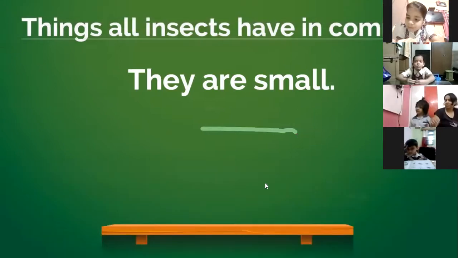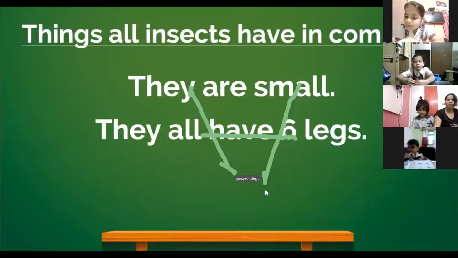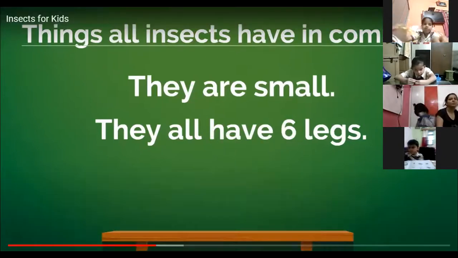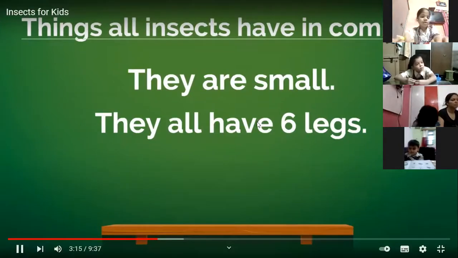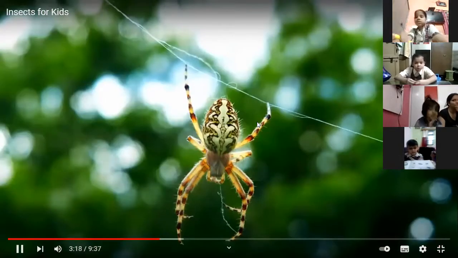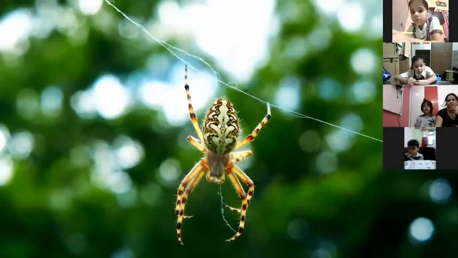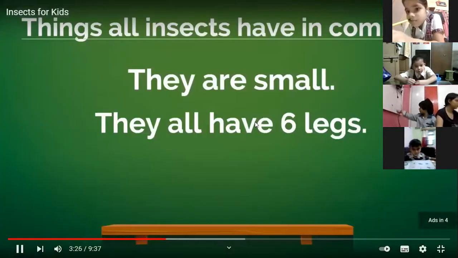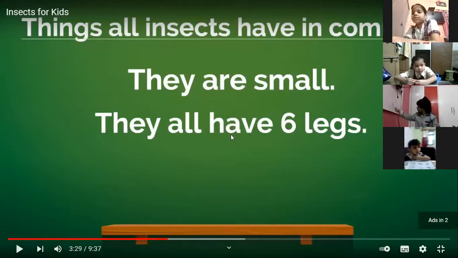Another thing insects have in common is that they all have 6 legs. Did you know that already? All insects have 6 legs. That's one of the reasons a spider is not an insect. A spider has 8 legs. Spiders are arachnids, not insects. Remember, all insects have 6 legs. So if we find any animal, any insect which is having 6 legs, that means that is an insect.